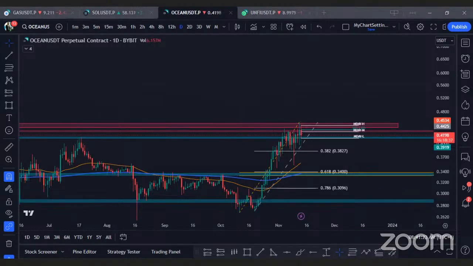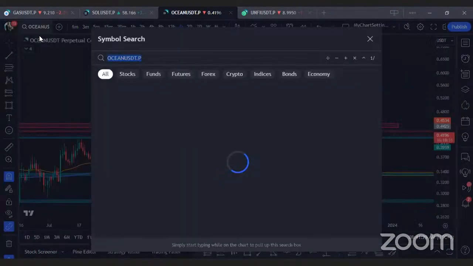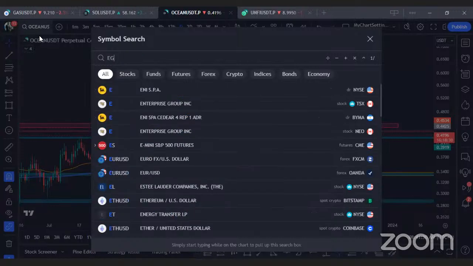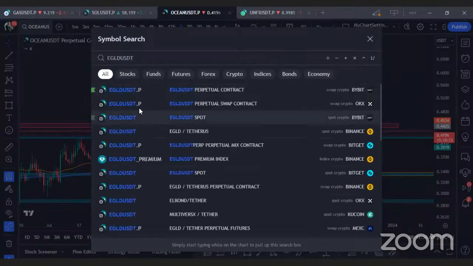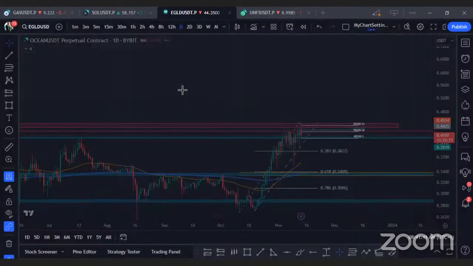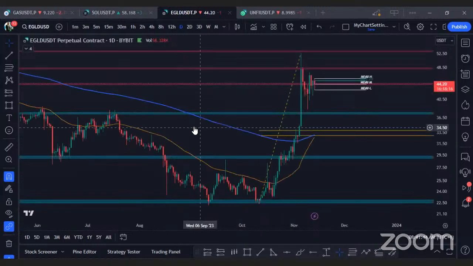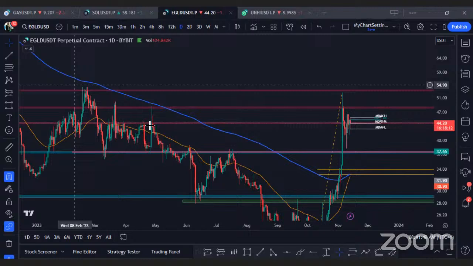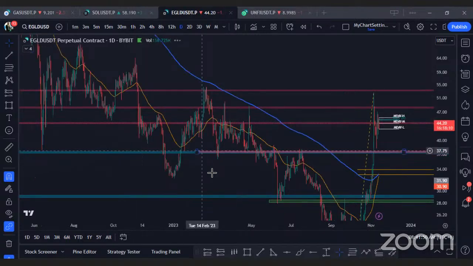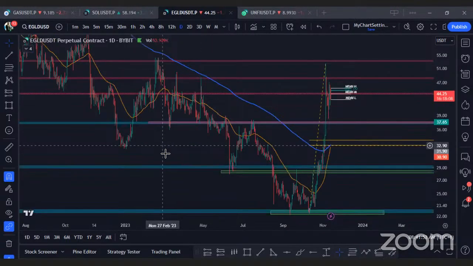And we have EGLD USDT. So for EGLD, what do we have here? Yeah, almost the same thing. We pushed up to that resistance there, and then we are pushing back again, guys.